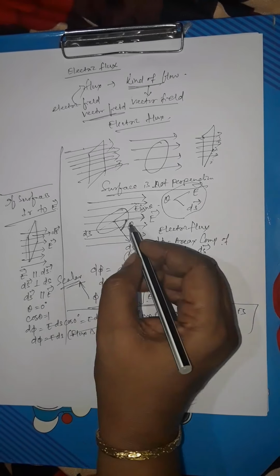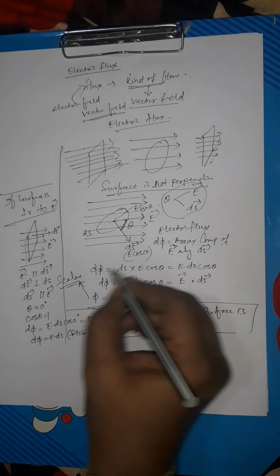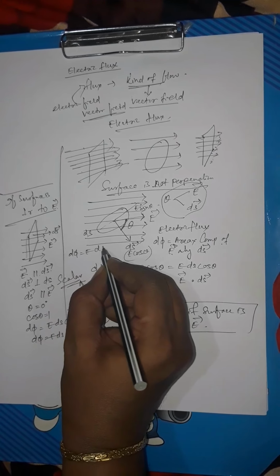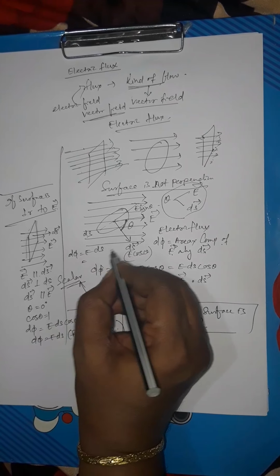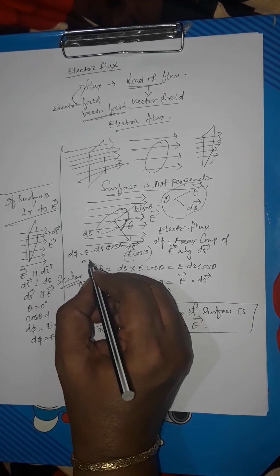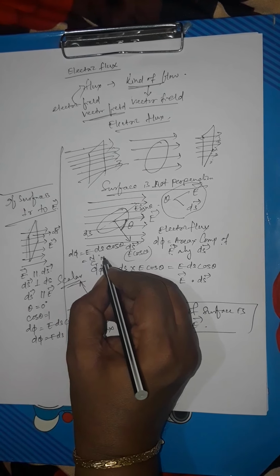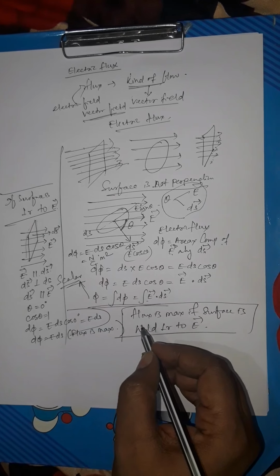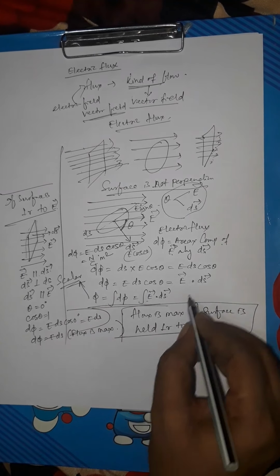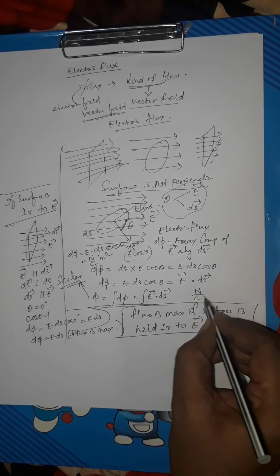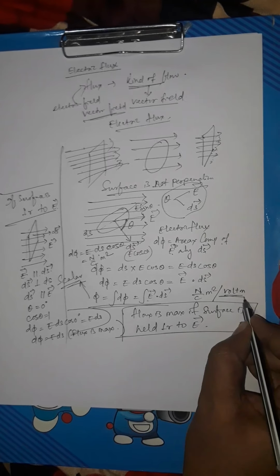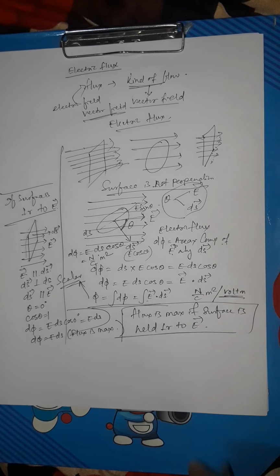Now according to this unit, what I meant to say, this dΦ is equal to E ds cos theta. So E ds cos theta is the unit. E has Newton per coulomb and ds means meter square. Okay. Now it is your Newton per coulomb meter square, or volt into meter.